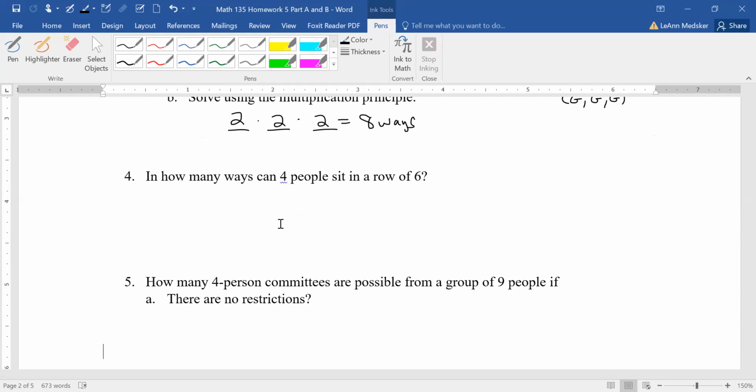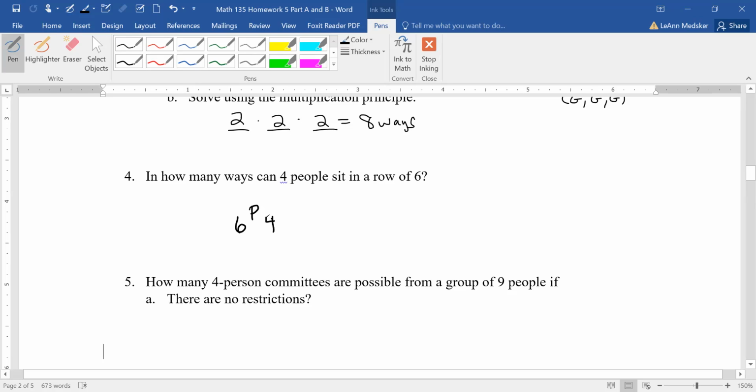So if we look at this first one, it says how many ways can 4 people sit in a row of 6? Rows are ordered arrangements, like a lineup essentially. We want to know where we can put these 4 people, and the order is going to matter because we're sitting them in the row. So that's going to be a permutation. We have 6 chairs essentially, or places that we can put people in a lineup, and we're picking 4 people for those different arrangements.